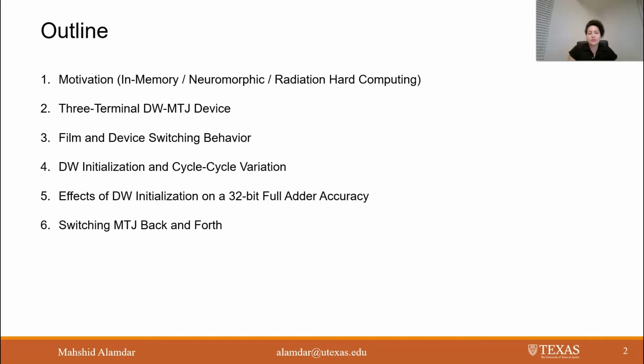Next, we will see if it is possible to switch the MTJ back and forth for a few times, and finally we will show an inverter circuit using two of these magnetic tunnel junctions, and then we will wrap up with a brief conclusion.